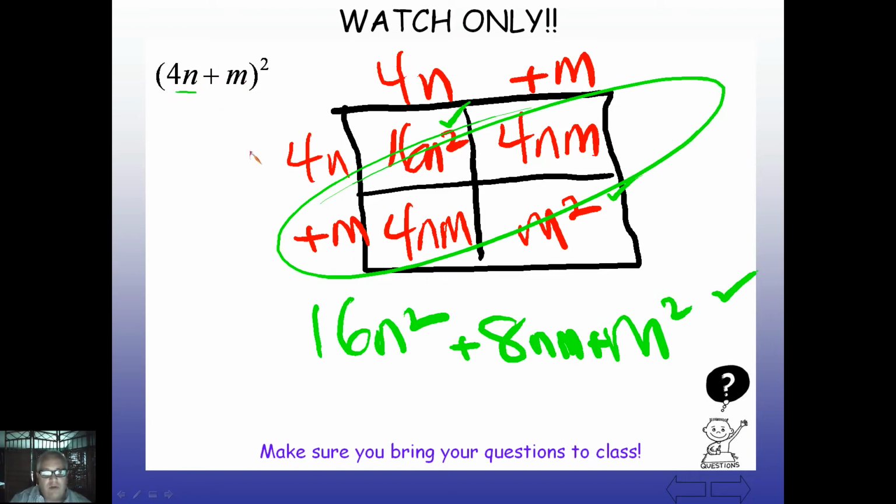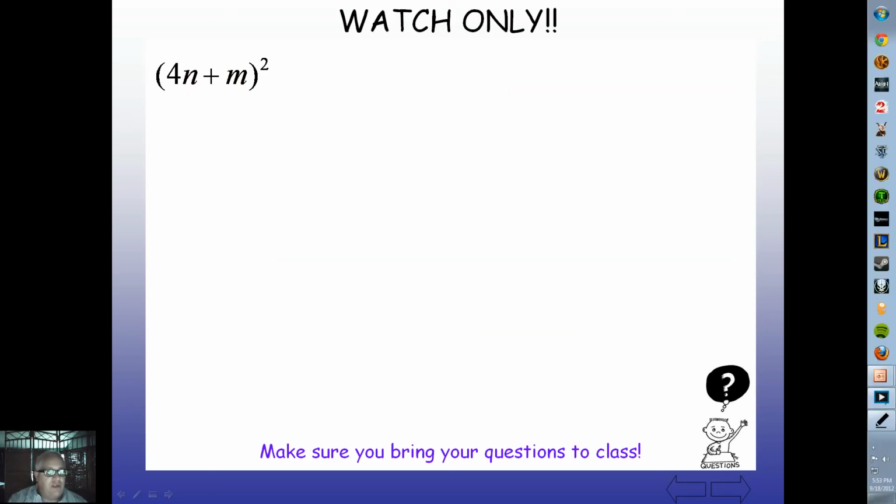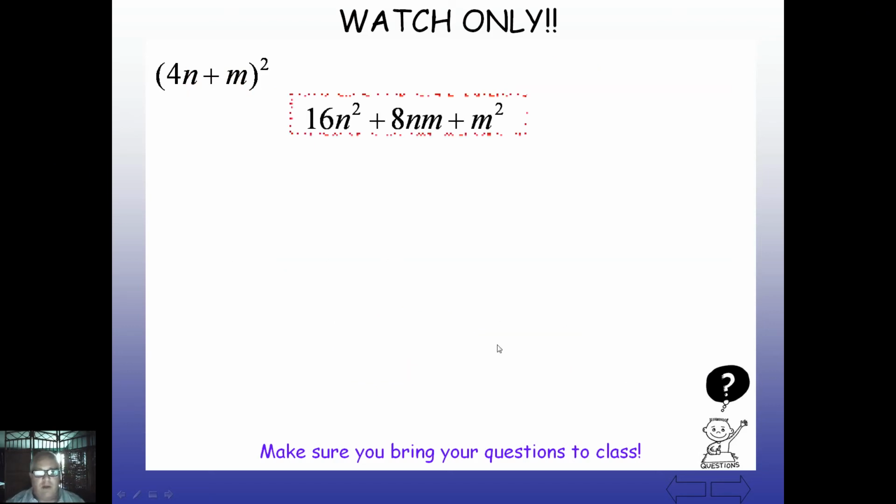Square the first, there's your square of the first. Square the second, there's your square of the second. Multiply these two together times 2, and there's your 8nm. All right. So if you can see the shortcut, it's a little bit faster. If not, use the box, and you're still good to go. The box will always be there for you, and you'll get the problem correct.